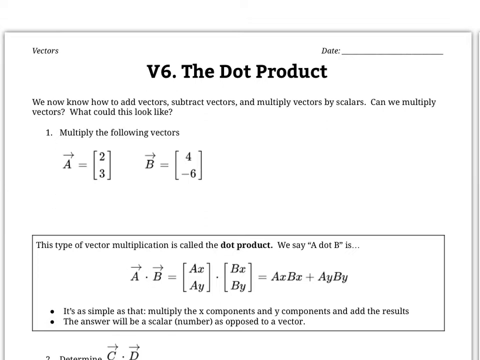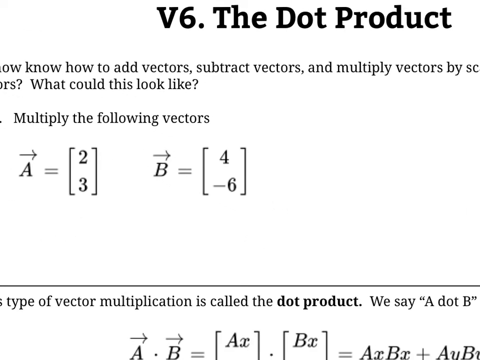For example, could we just multiply the x components and the y components, sort of like we add? So for example, let's try that. Let's just multiply the x and the y components. So the x components would be 2 times 4, which would give us 8. And if we multiplied the y components for this example here, we would get 3 times negative 6, which would be negative 18. Well, it turns out these two numbers, if we were to represent them as a vector, it wouldn't really mean much to us mathematically.